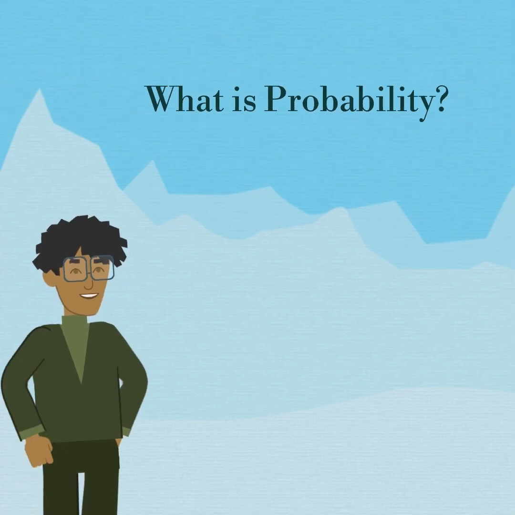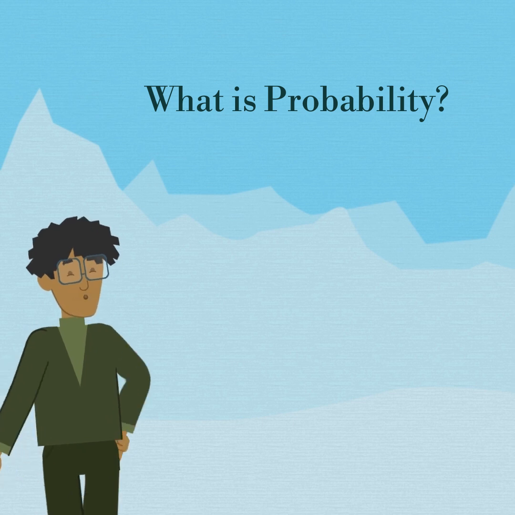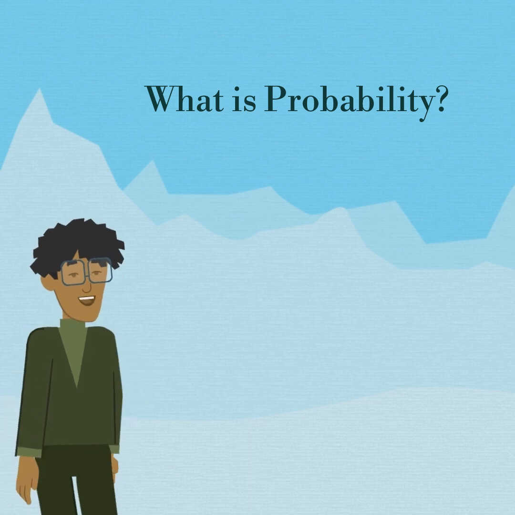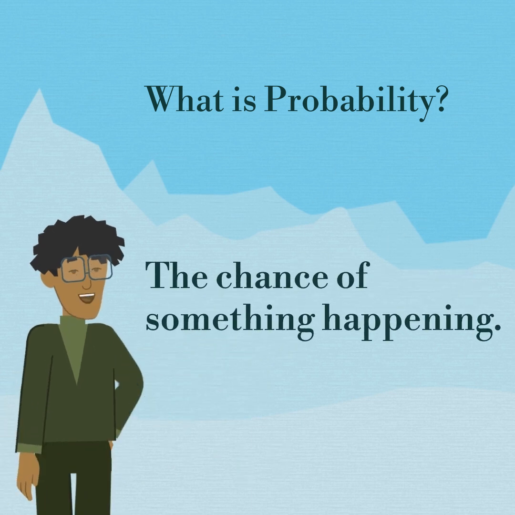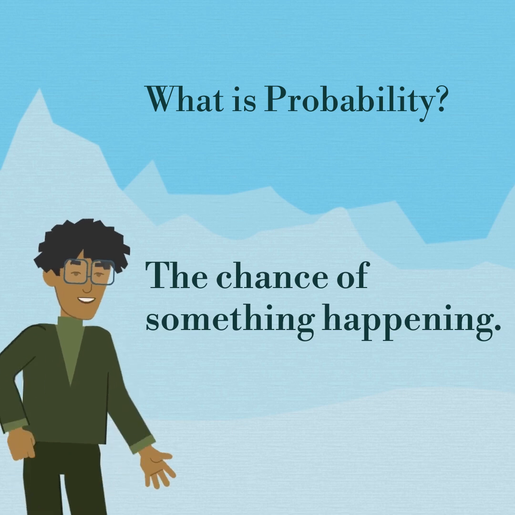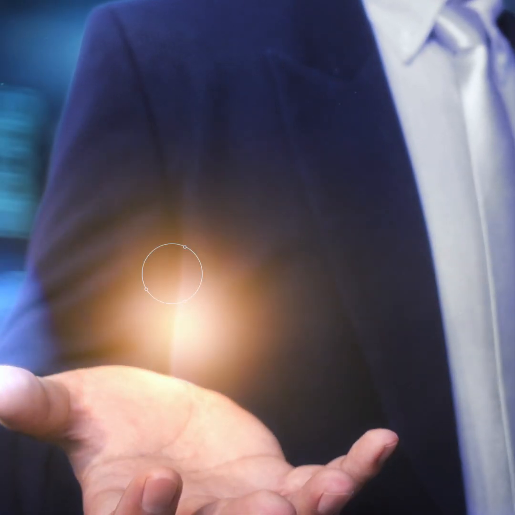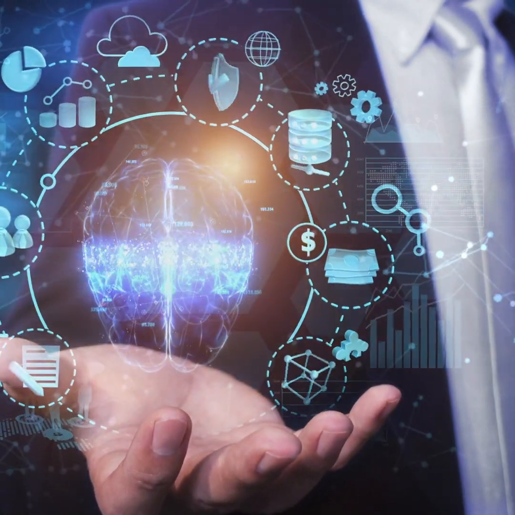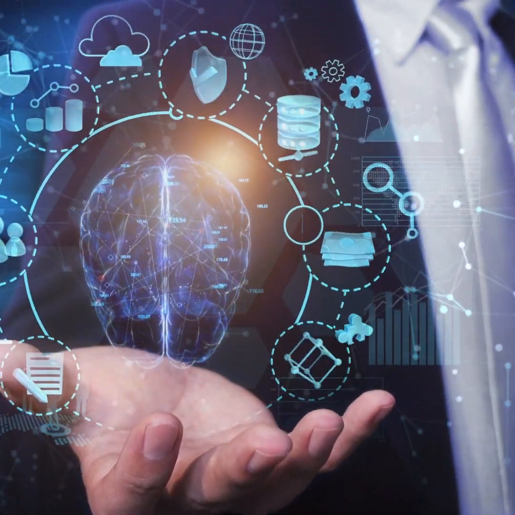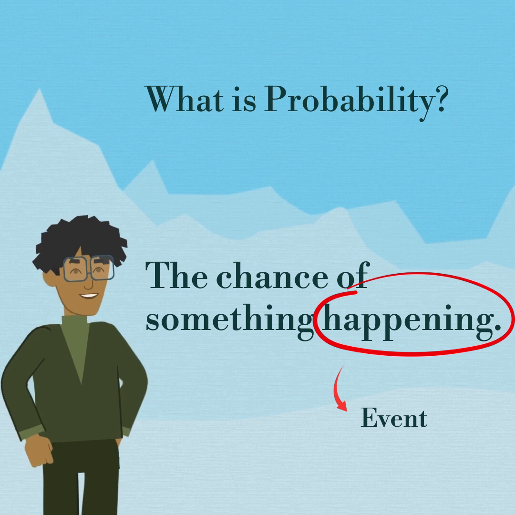So, what is probability anyway? All right, let's break it down. What's probability? In plain English, it's just the chance of something happening. Think of it as predicting the future, but with math instead of a crystal ball. Way more reliable, trust me. Now, when we talk about something happening, we call that an event.